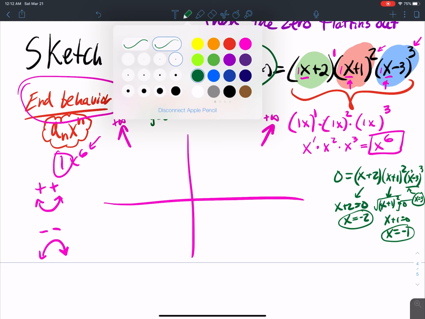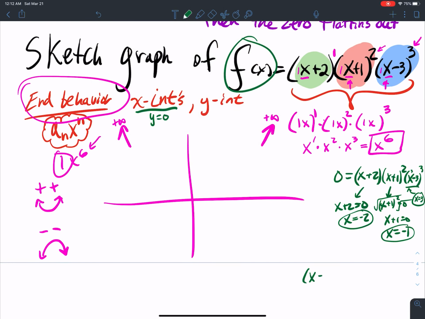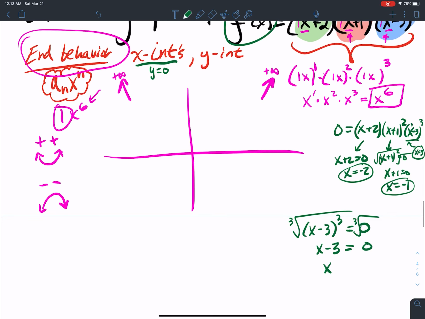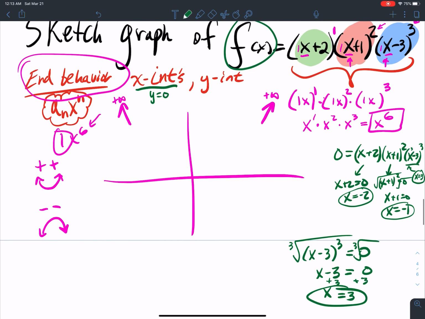If you're having trouble with that last one, x minus 3 cubed equal to 0: cube root both sides, cube root of 0 is 0. I have x minus 3 equal to 0, and so add 3, I get x equals 3. All right? So that's what I did right there. Okay, so I know 3 is a 0. I know negative 1 is a 0. And I know negative 2 is a 0.